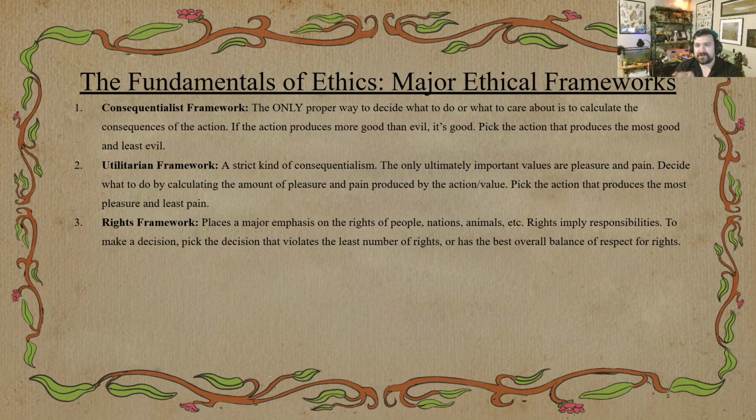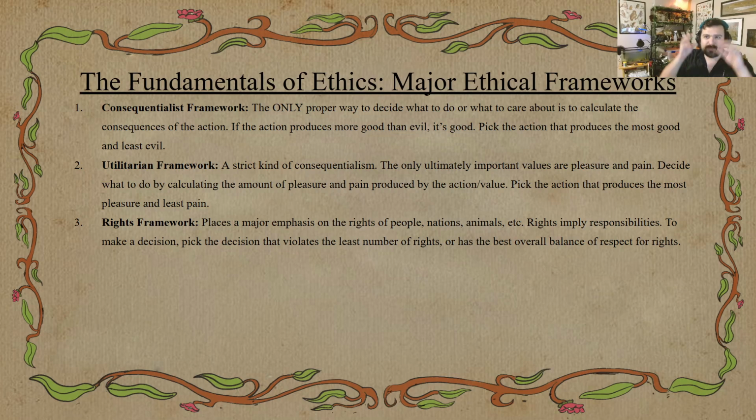Okay, the rights framework. This isn't so much an ethical theory. Utilitarians can believe in rights, and consequentialists can believe in rights, and so can other types of theorists, like a virtue ethicist, which I have another video on, or a deontologist, which is a rule-based ethicist, right? They can all believe in rights, but they believe in them for different reasons. But the rights framework is basically an approach. It's not so much a grand ethical theory about what makes something right or wrong, good or evil. It's an approach to solving problems, especially political or social problems.